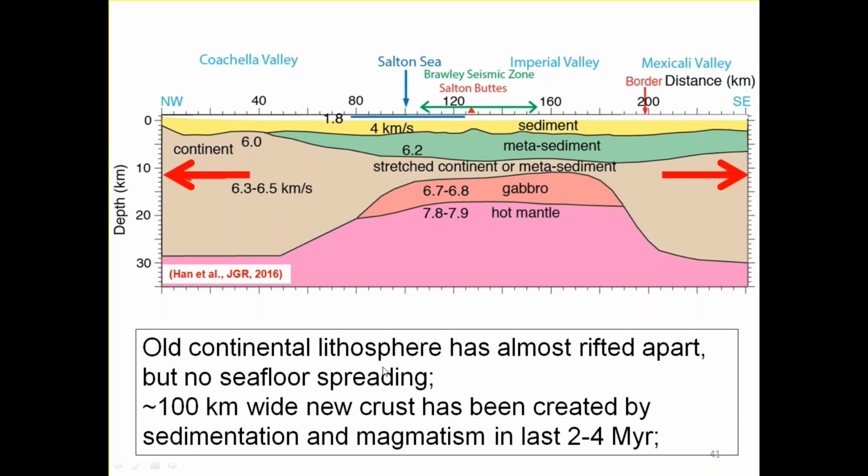The old continental lithosphere has almost rifted apart, but no seafloor spreading is observed in the Salton Trough. About 100 km wide new crust has been created by sedimentation and metamorphism from the top and magmatism from below in the last 2 to 4 million years.